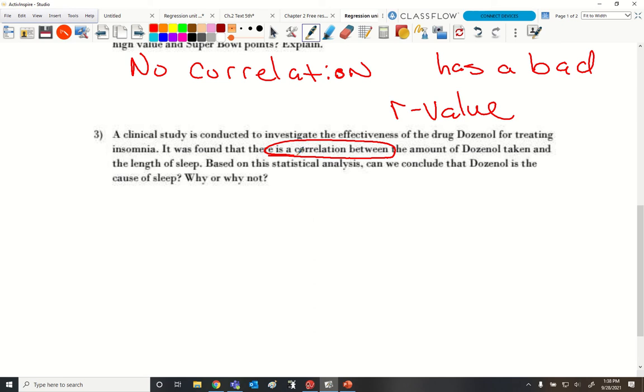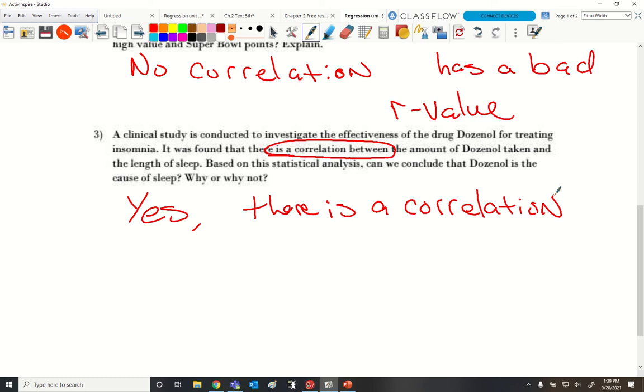Can we say it? Yeah, why? Because there is a correlation. That means that it was kind of like the passing percentage that we had. Okay? So there is going to be a correlation on this. So yes. So it's right there. It's right there in the statement.